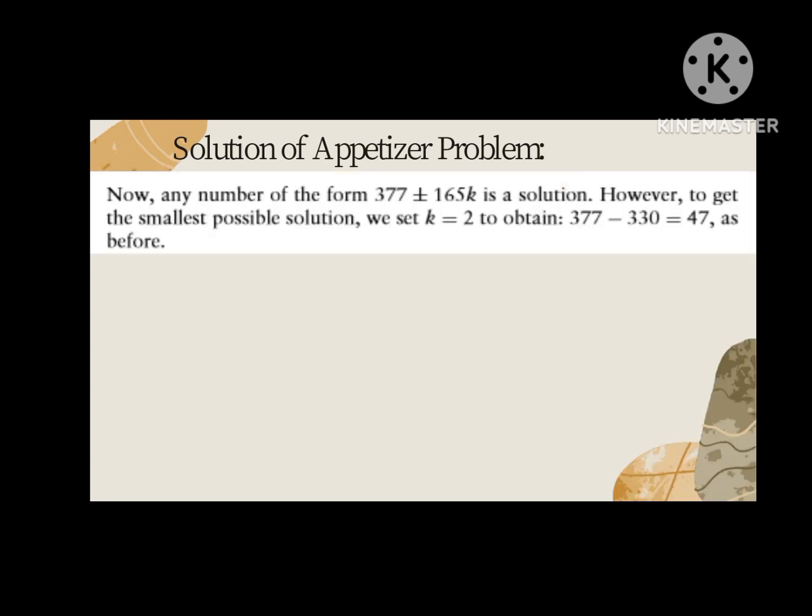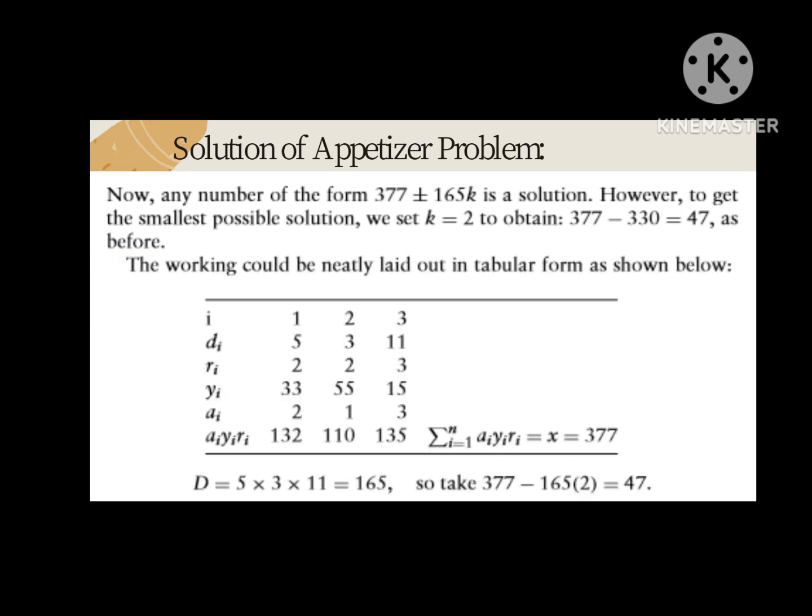377. Now, any number of the form 377 plus or minus 165k is a solution. However, to get the smallest possible solution, we set k as 2 to obtain 377 minus 330, which equals 47 as before. The working could be neatly laid out in tabular form as shown below.